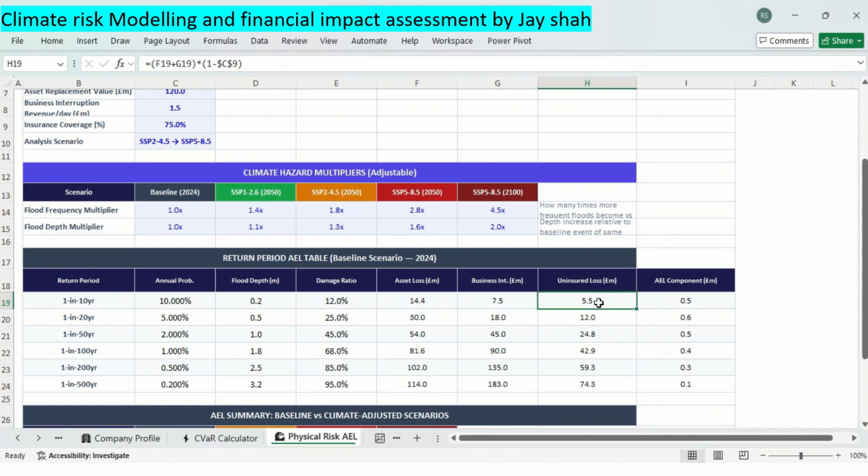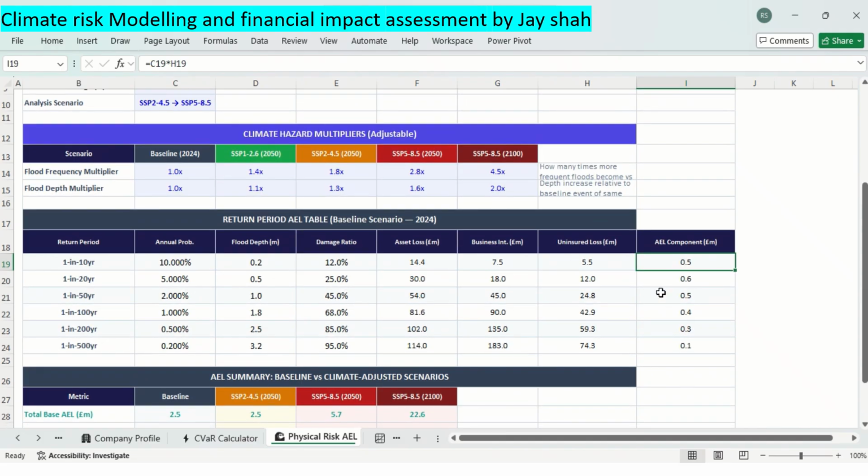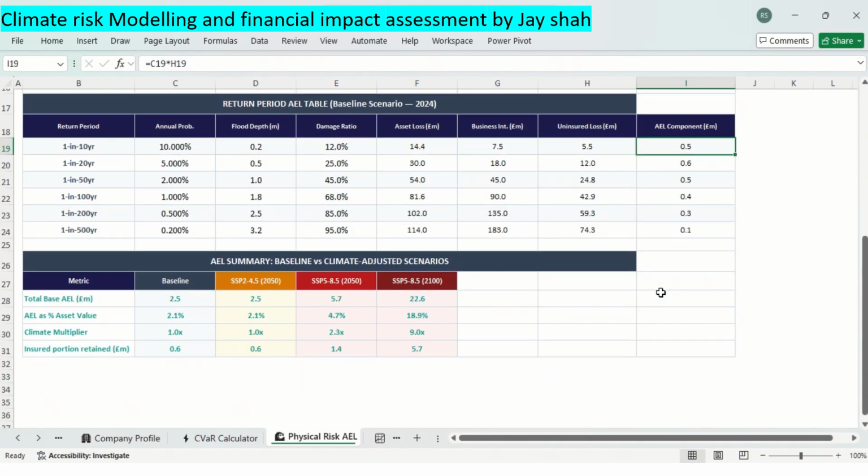Then in I19, which is a yield component and an annual probability of an insurance loss, which is very much important. So here, this is what the 1 in 10 year flood contributes to the overall annual expected loss. Although this flood depth is relatively shallow, 0.2 meter, it occurs frequently, 10% per year, so its annual contribution is significant. So you have to understand this annual expected loss formula, how it looks from the insurance point of view.